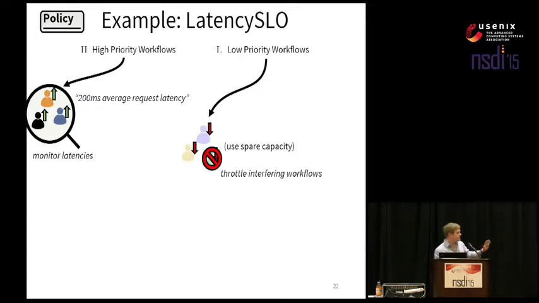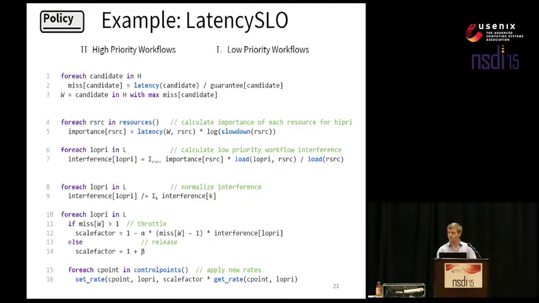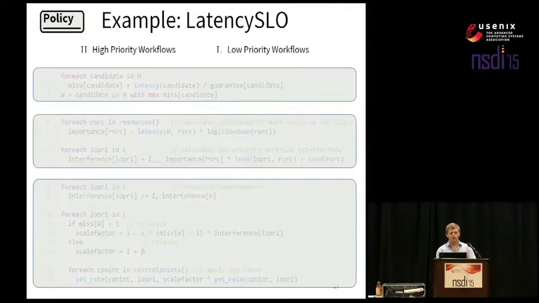So this is what the policy actually looks like. Words highlighted in blue correspond to Retro API calls that directly map to our abstractions. So I'm going to cover this up, but I will uncover it and step through the code. But first I'm going to describe at a high level what the policy is actually doing.